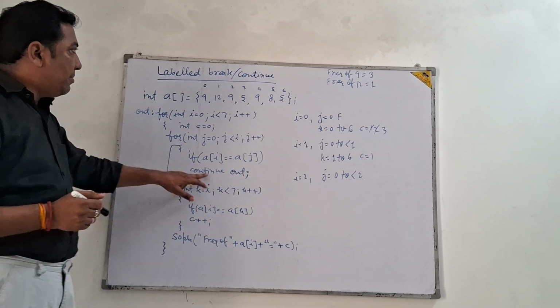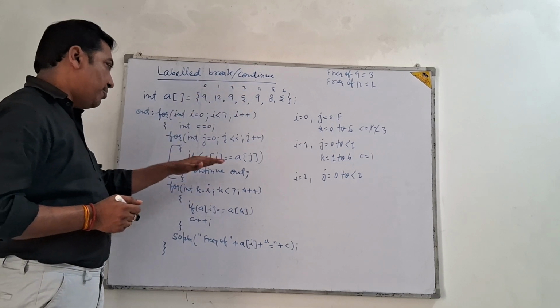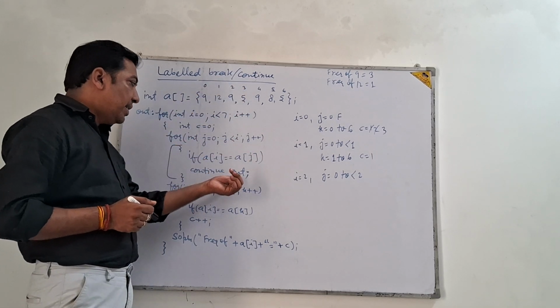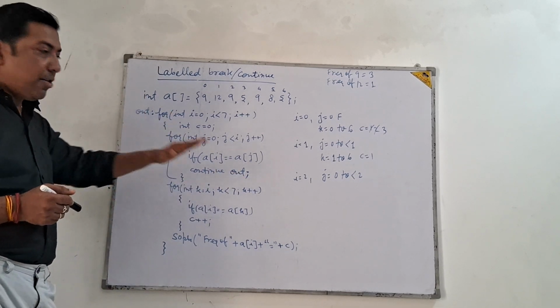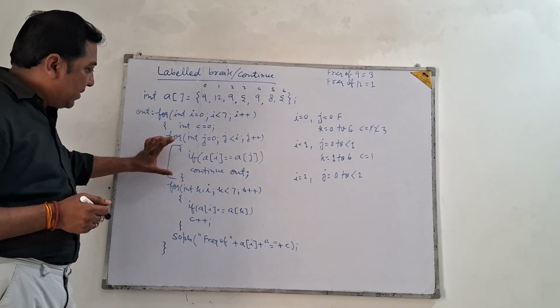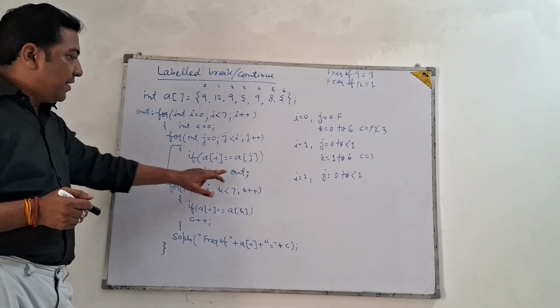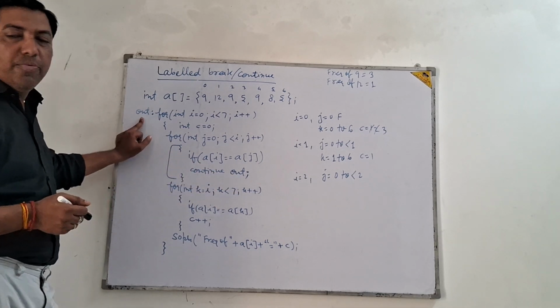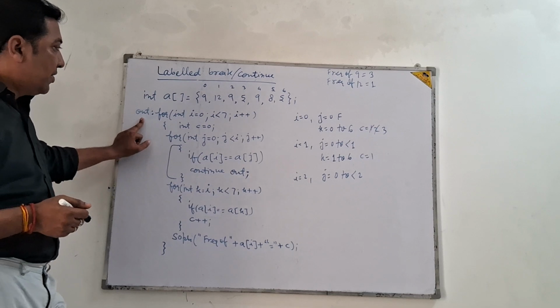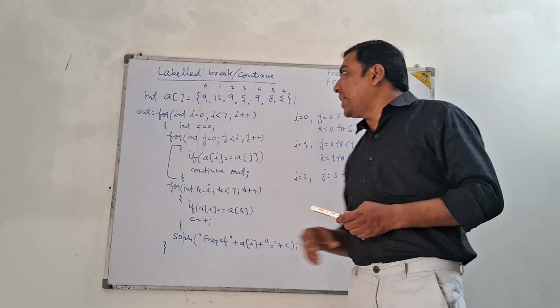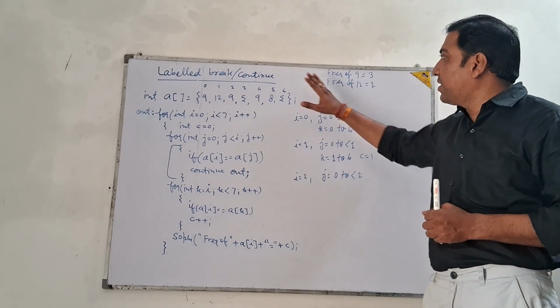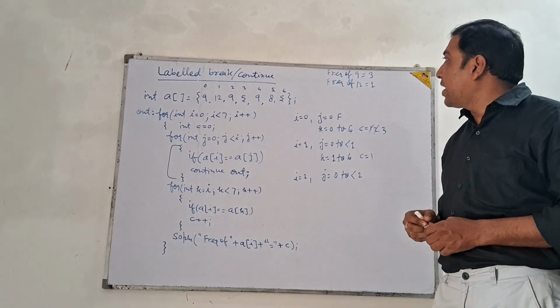Now this is only labeled continue. Labeled continue means that whenever this condition is true, it will continue from this label, wherever this label is defined. Without this label, it will continue the innermost loop. But if you define a label, it will continue from the outer loop. So this time, because 9 is present already on this location, it will continue from the outer loop. That means the frequency of 9 will not be counted again.